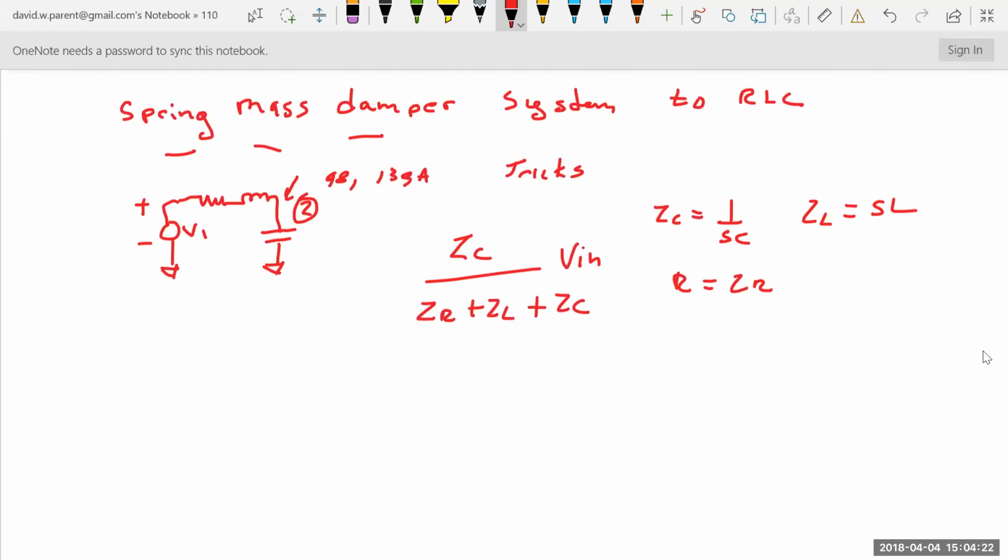Conceivably, if we were trying to match two systems, we could find the Thevenin equivalent. What else can we do? Nodal, we can do mesh. So all these kinds of EE tricks of the trade, we can use on physical systems.